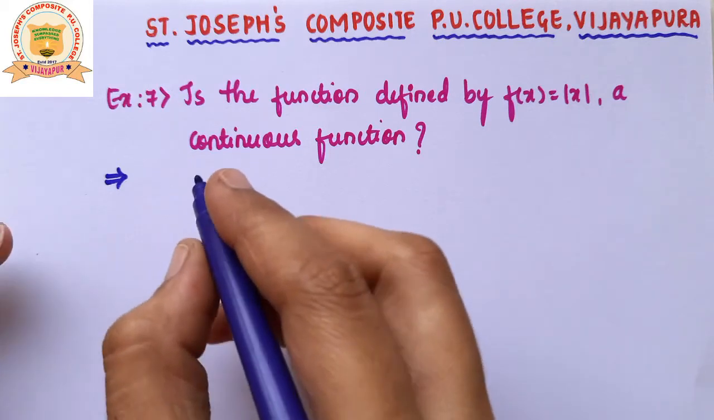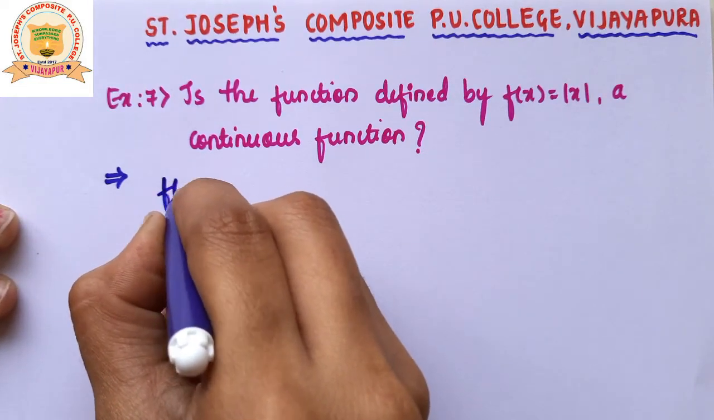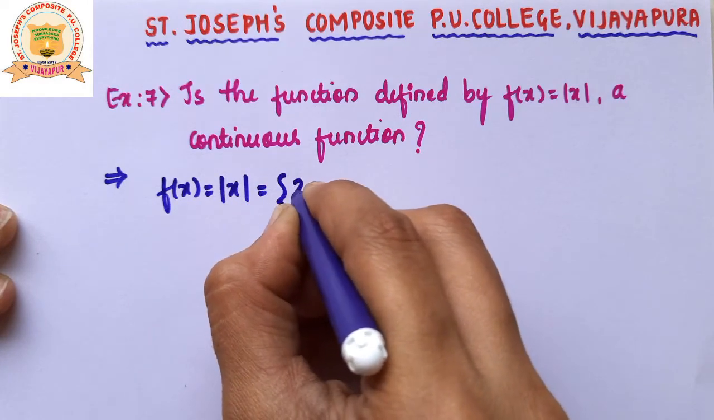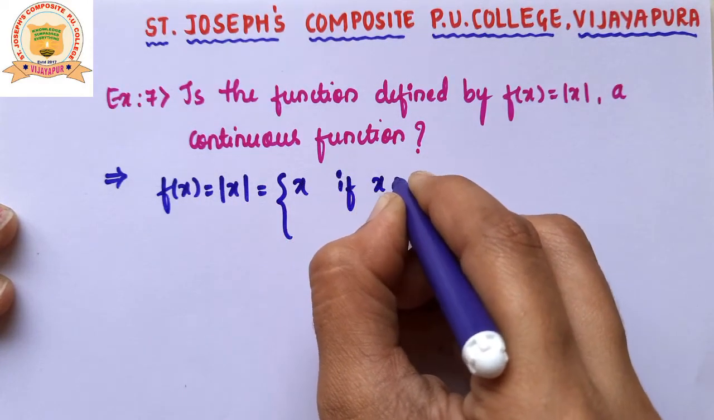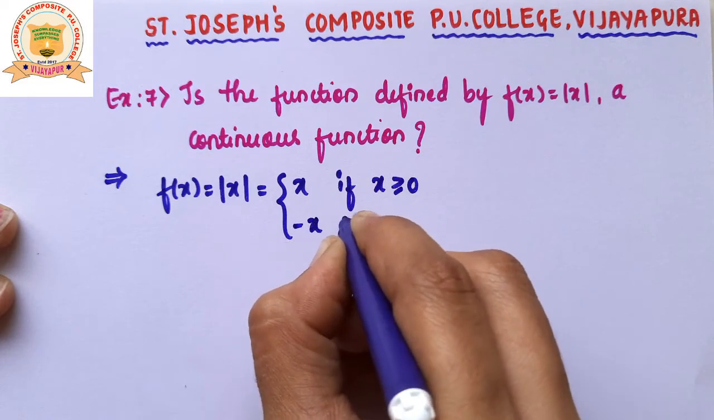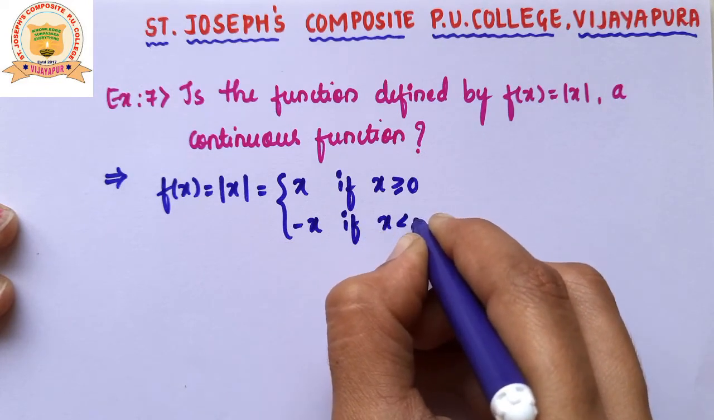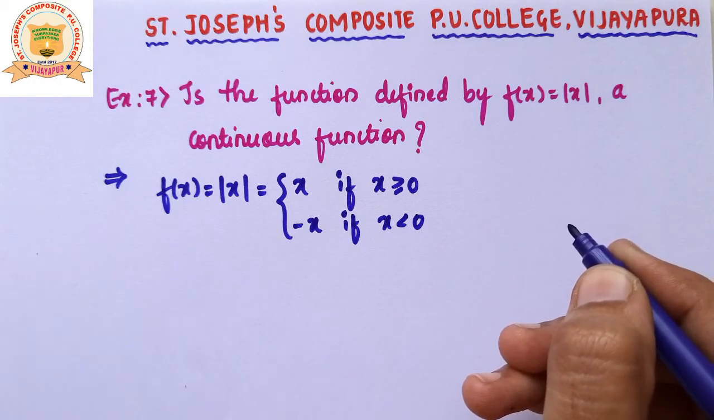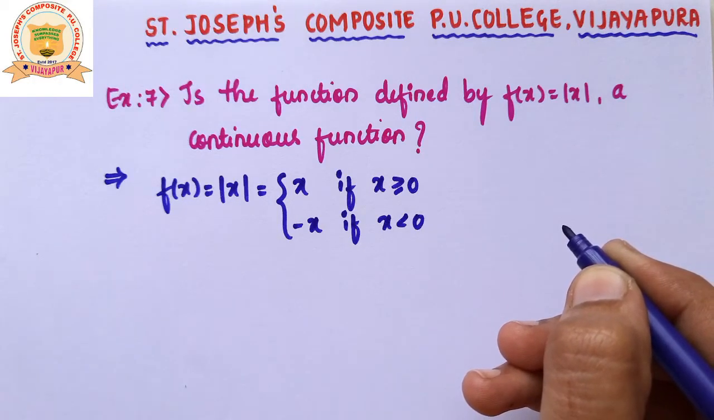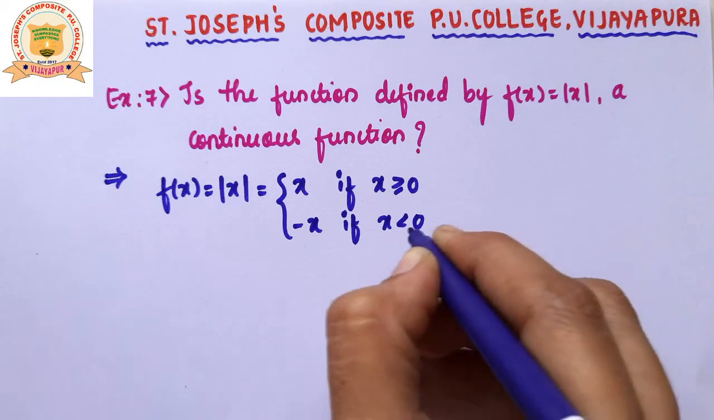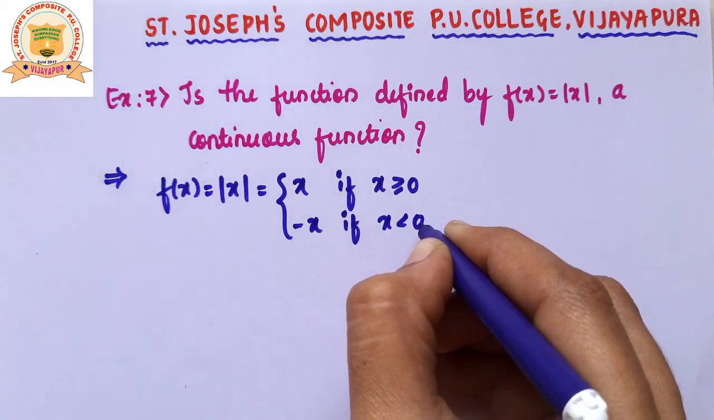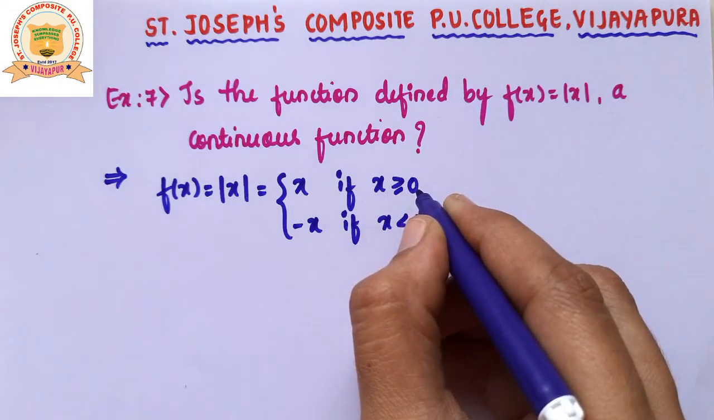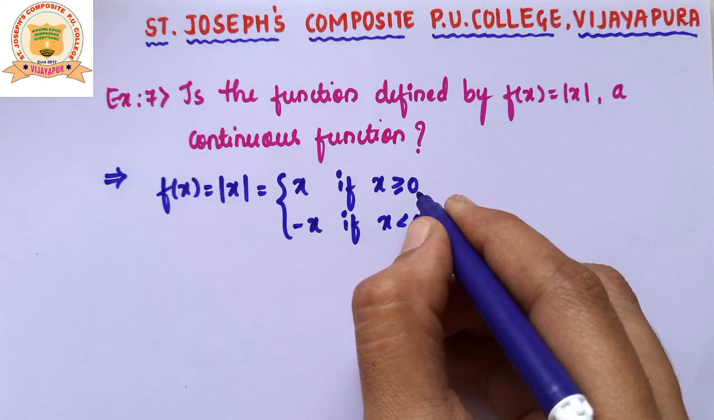What is the definition of the modulus function? f of x is equal to modulus of x, is equal to x if x is greater than or equal to 0, and minus x if x is less than 0. This is the definition of the modulus function. Now we have to find whether this function is continuous or not at each and every point. That is, for x less than 0, for x greater than 0, and at x is equal to 0, we have to check whether it is continuous or not.